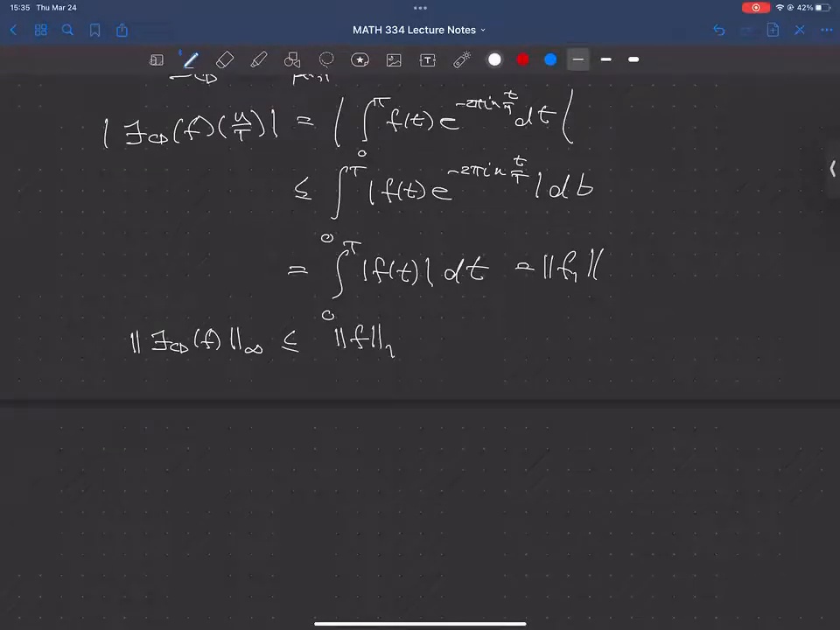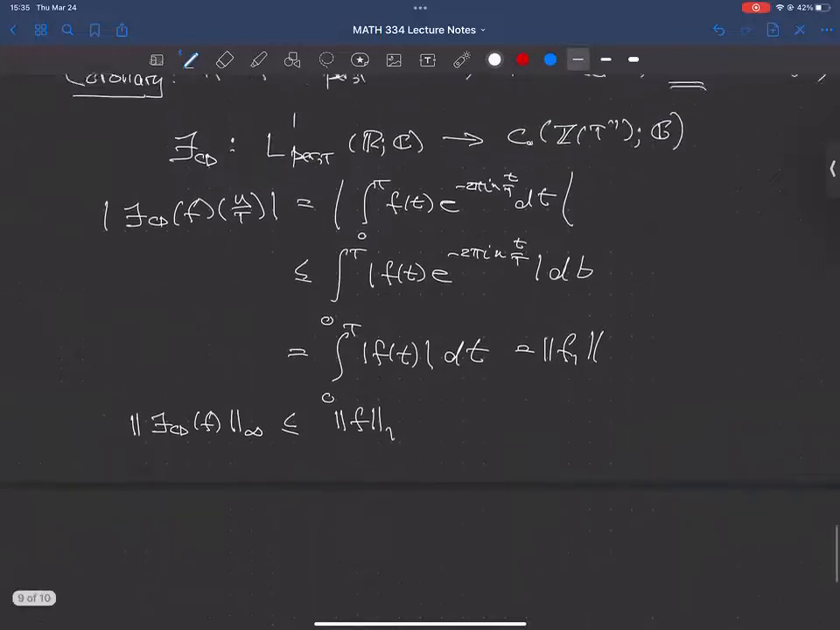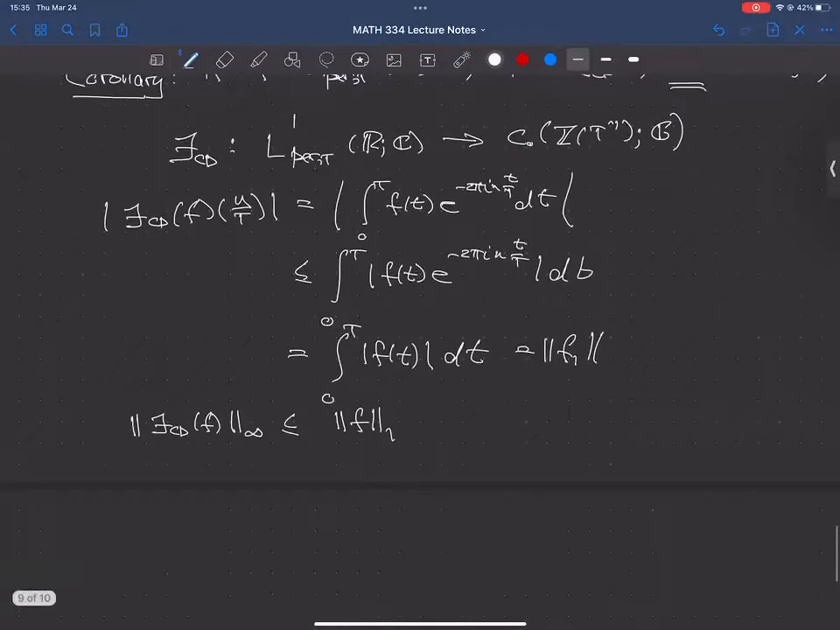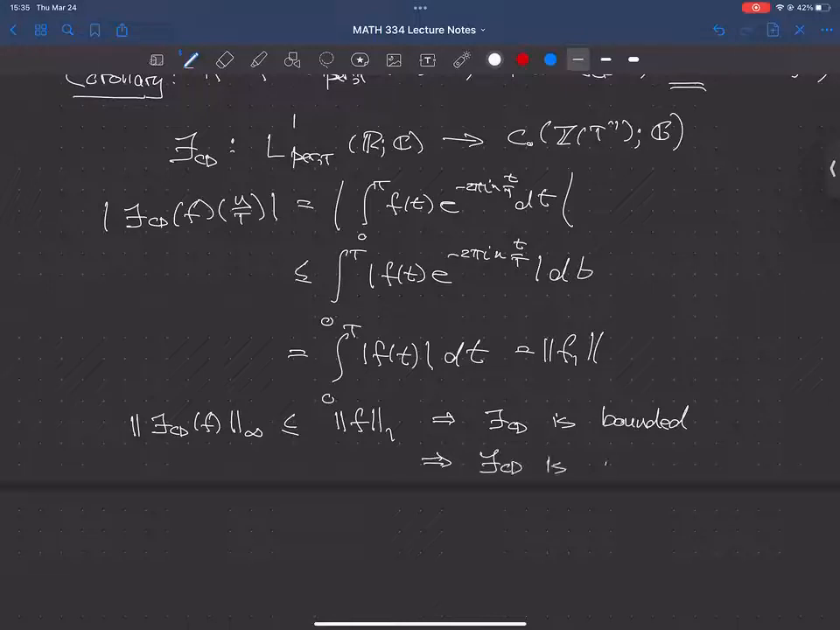Okay, and so this means exactly, back when we talked about continuous and bounded linear, we also talked about bilinear mappings, this means that as a mapping from this normed vector space to this normed vector space, in fact, they're both Banach spaces, but anyway, that mapping is bounded. And for normed vector spaces, boundedness is equivalent to continuity.